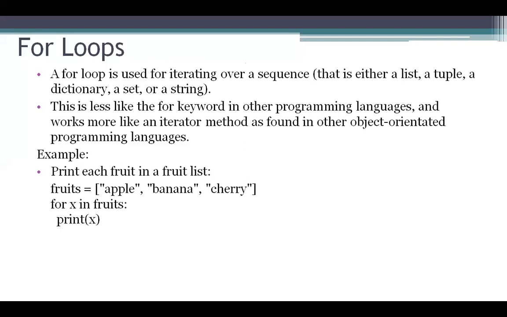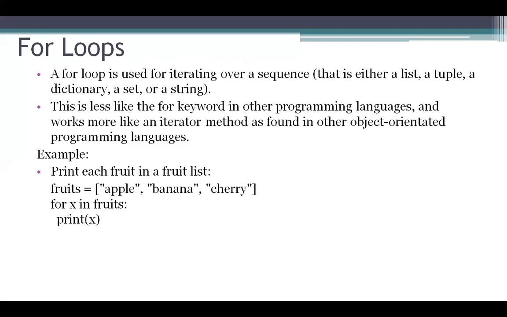For loop is basically used for iterating over a sequence. So which sequence? It might be a list, a tuple, a dictionary, a set, or a string. If we have to iterate through those elements, we can make use of a for loop.